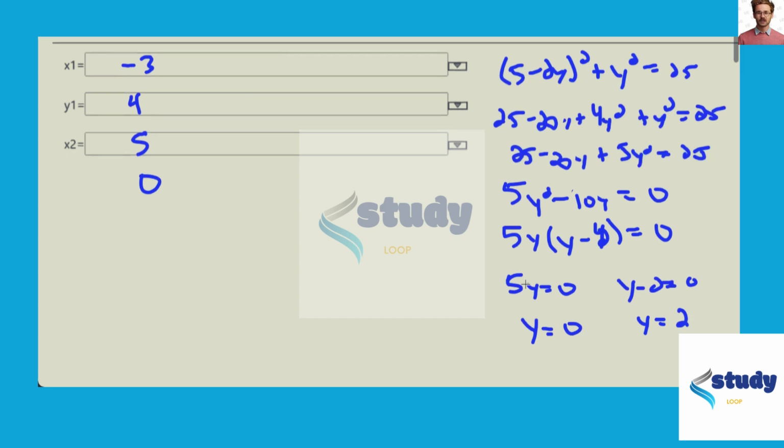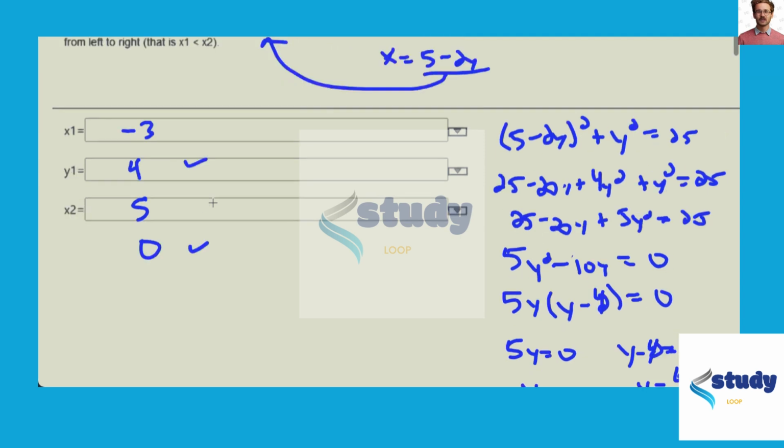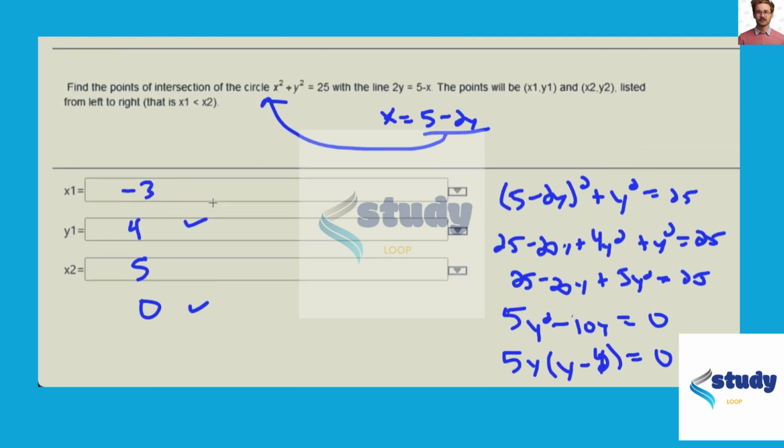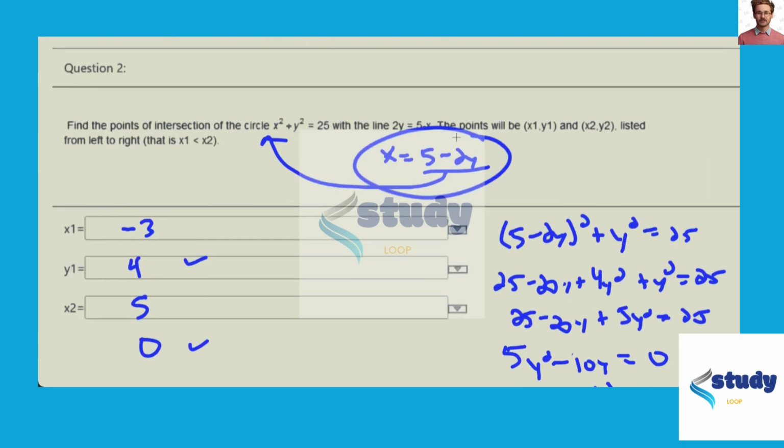So it's 0 and 4, which we see for our y values. And the x's that go with them, you can substitute 0 and 4 for y into this version. If y is 0, then x is 5, and if y is 4, then x is -3.